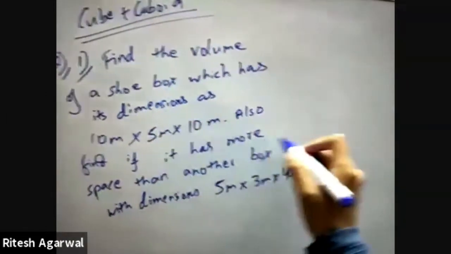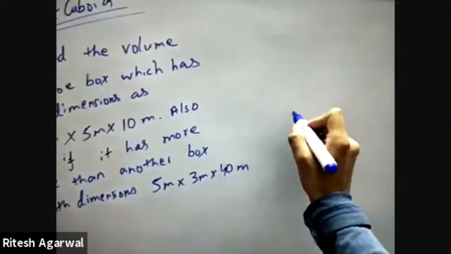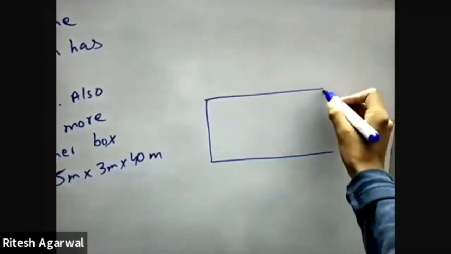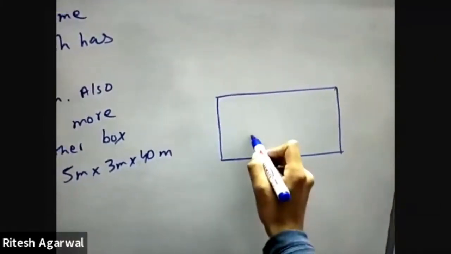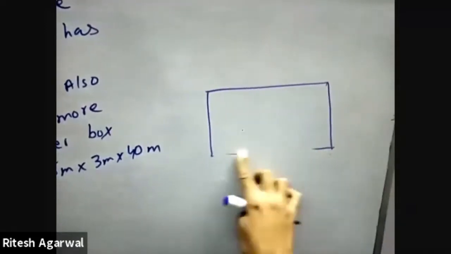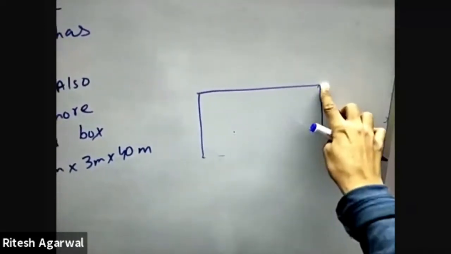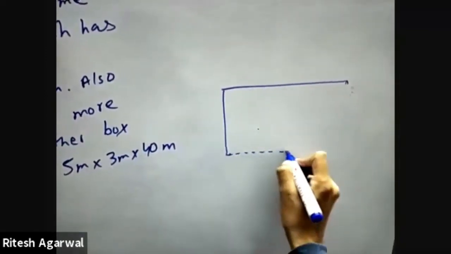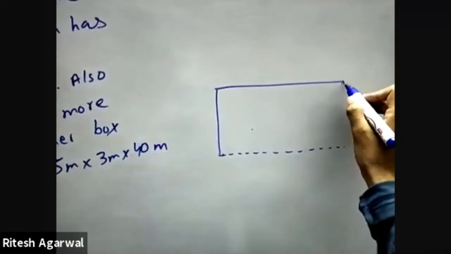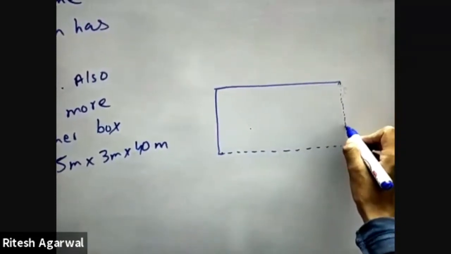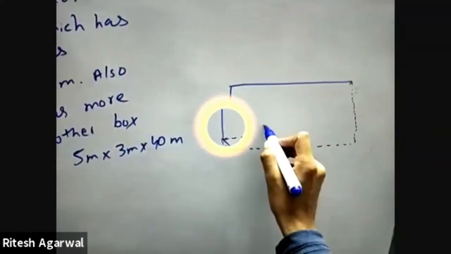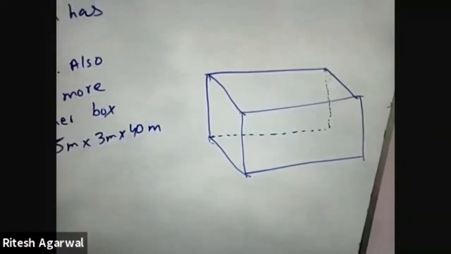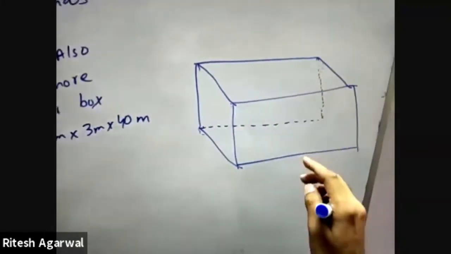Now, a shoebox is in the shape of a cuboid. A cuboid looks like this. When I draw it, this is a box, or this is a cuboid.